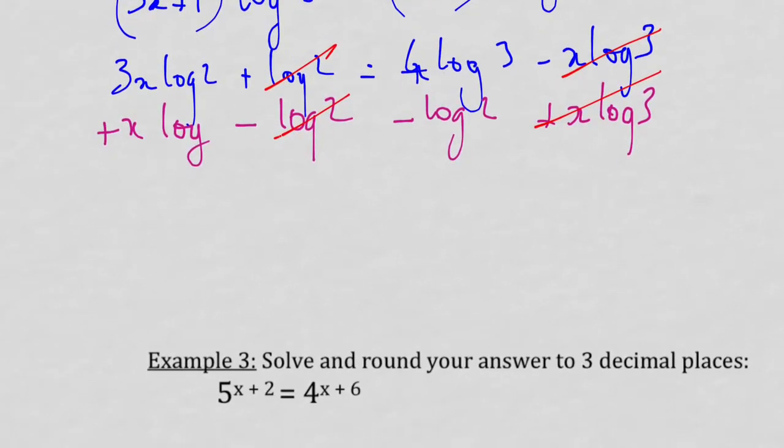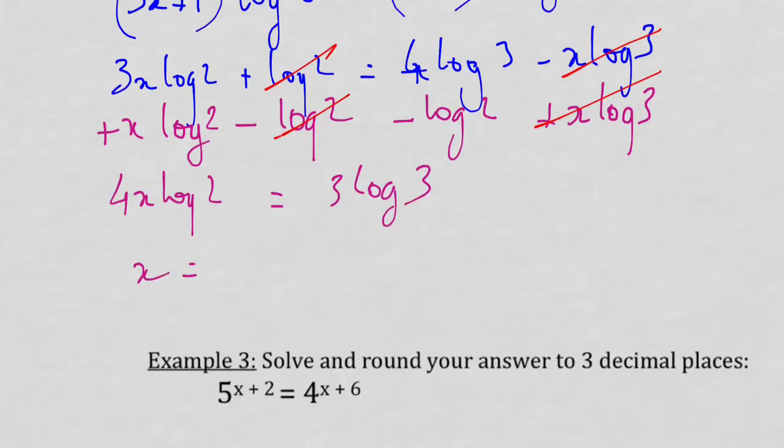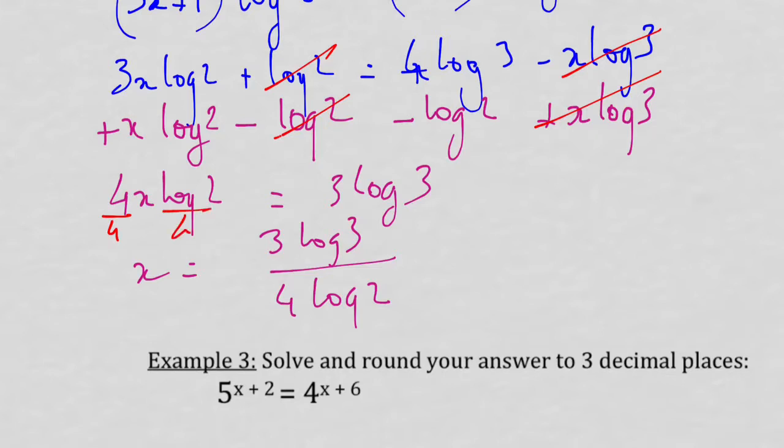So I can tell that I have, and I forgot to write the x right here, I can tell that I have a 4x log base 10 of 2 equal 3 log base 10 of 3, and so x is going to be equal to 3 log 3 over 4 log 2. Why? Because I need to divide by 4 as well as by log 2 to get rid of the log 2 and to get rid of the 4, and now having my x standing by itself.